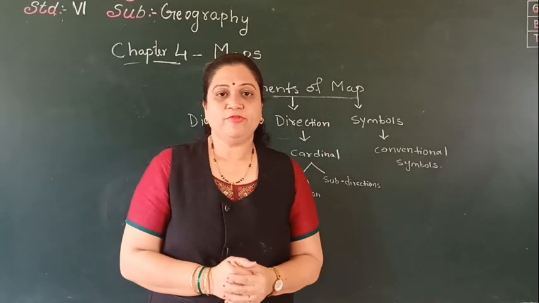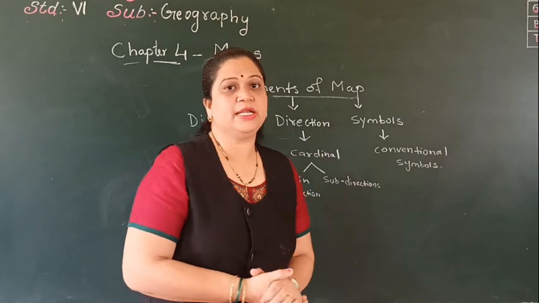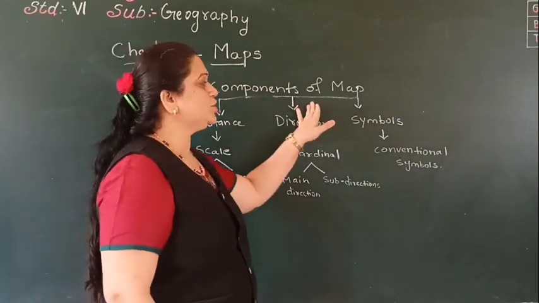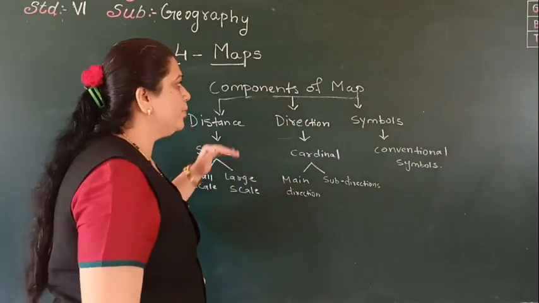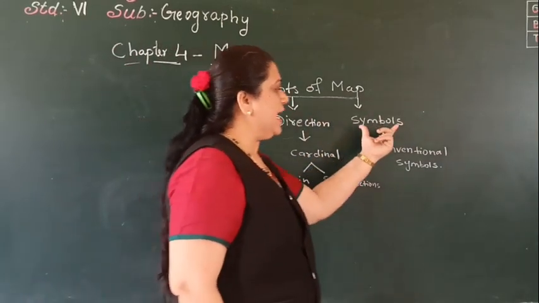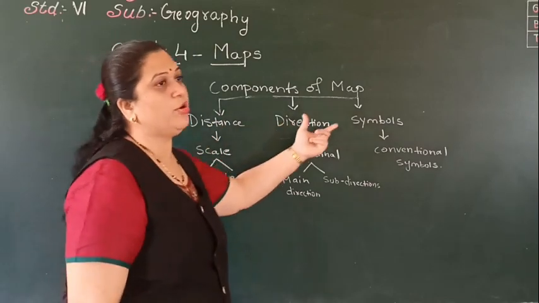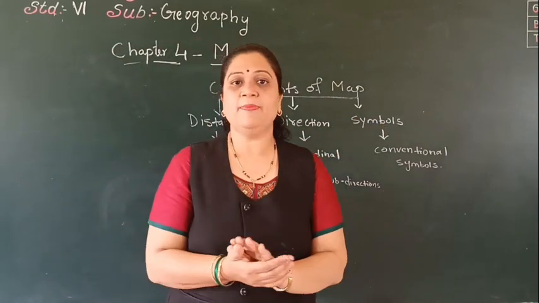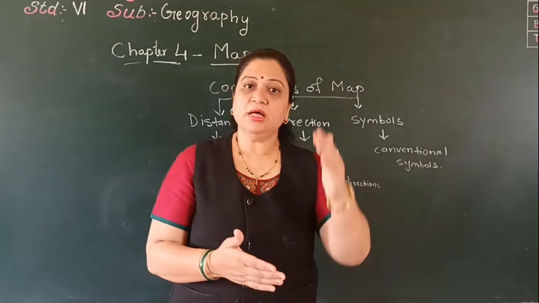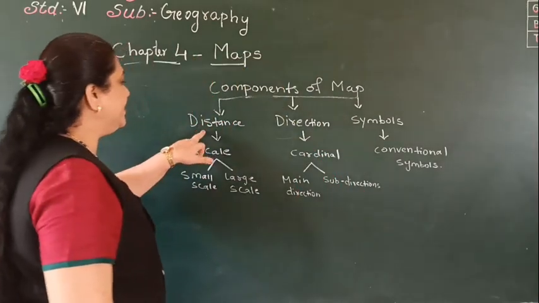Now let us move further. When we have to study about the map in detail, we have to study about the main components of the map. The main components of the maps are distance, direction and symbols. These are the three main components of the map which help us to study the map in detail. The first one is the distance.